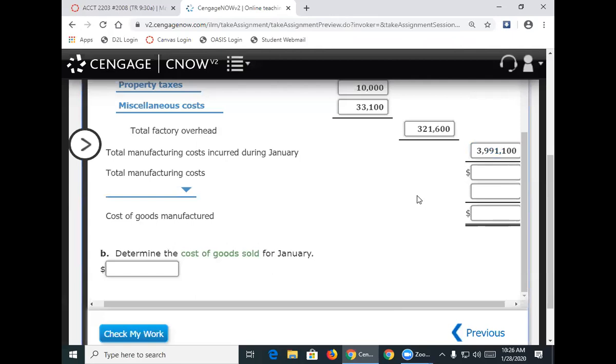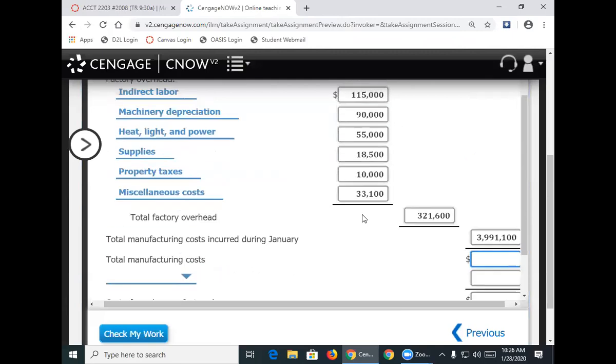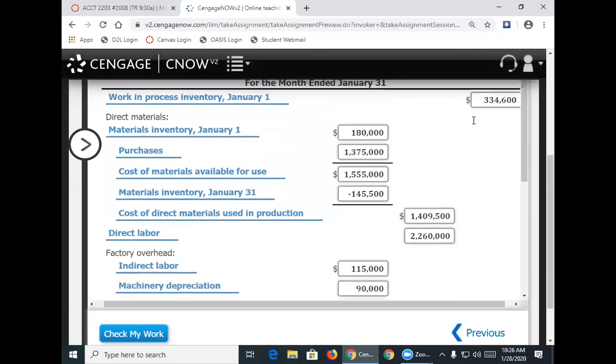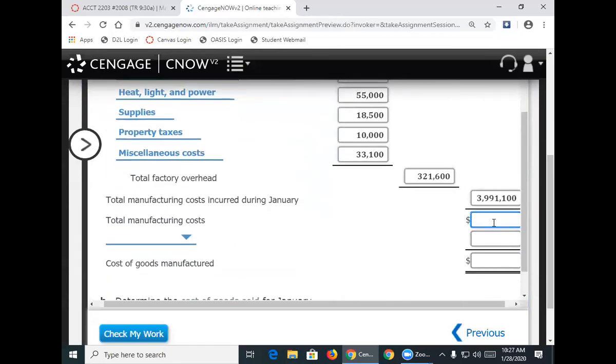The total manufacturing costs are the number I gave you first. That's including the 334,600. So all four of these costs, I'm going to write it up here. That's the 4,325,700. So total manufacturing costs, really what we're doing is we're scrolling up here, adding this 334,600 plus the 3,991,100. So 4,325,700.